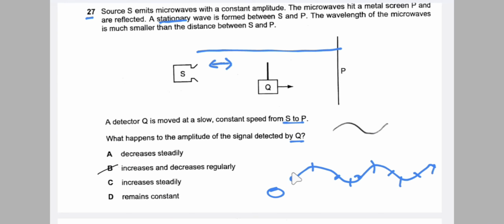That means as the detector moves, it increases from 0, then decreases, then again increases from 0, then again decreases, then again increases from 0. So it increases and decreases regularly. So the answer is B.